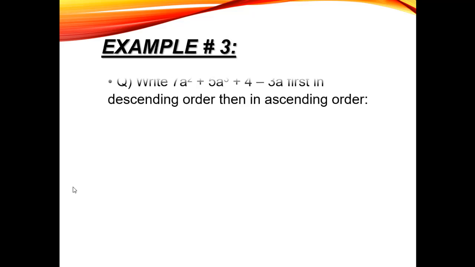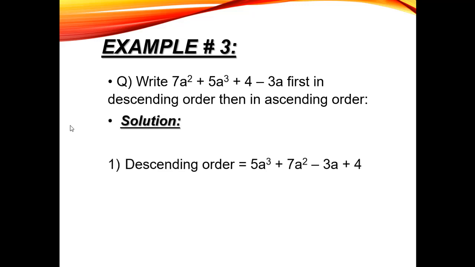Now example number 3. It states: write 7a square plus 5a cube plus 4 minus 3a first in descending order and then in ascending order. We can clearly see that this expression is not sequentially mentioned. First of all, we are going to convert it to the descending order, which means writing the powers from greater to lower.